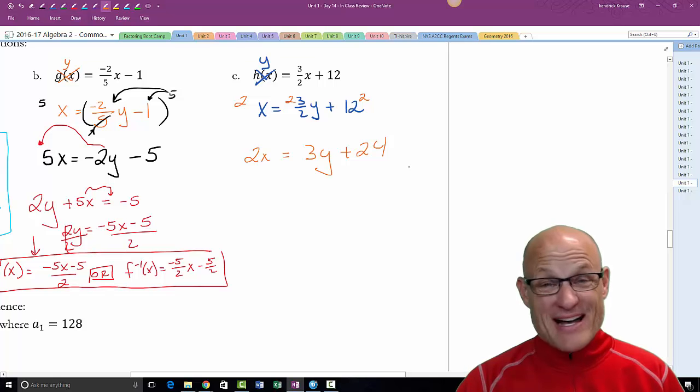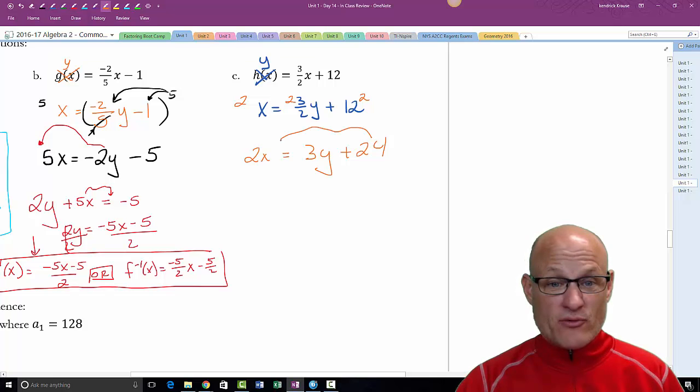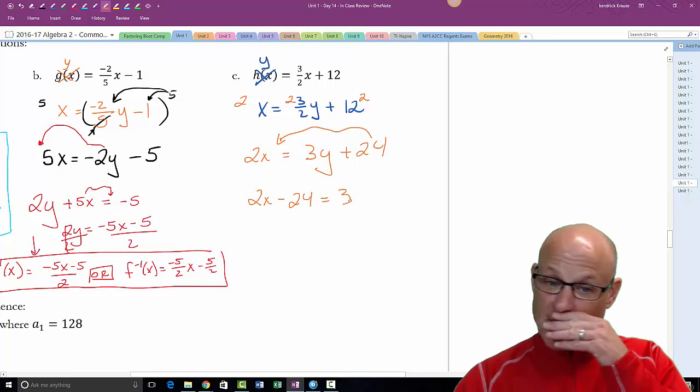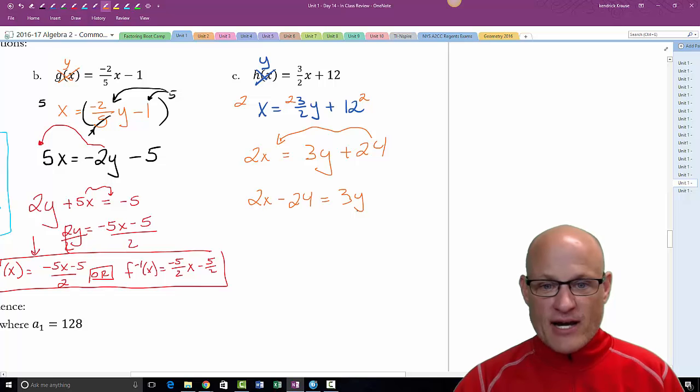The y is positive, so I don't want to move it. I'm going to move the 24 over. So I get 2x minus 24 equals 3y. Divide both sides by 3, and I get f inverse of x.